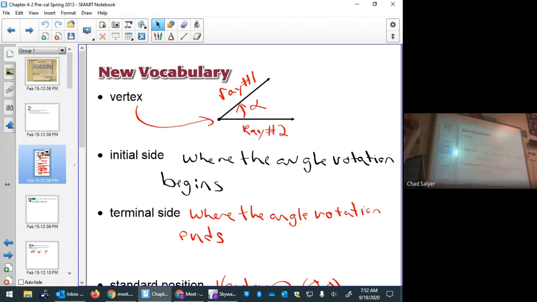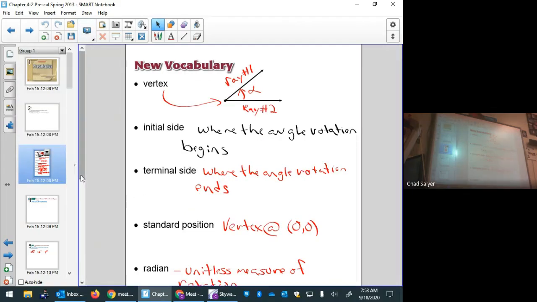So there are three parts of an angle: a vertex, an initial side, and a terminal side. The vertex is where the two rays meet. The initial side is where the angle rotation begins, and the terminal side is where the angle rotation ends. So if I were to sweep out an angle between Colin and Holden, this would be ray 1, this would be ray 2, and my body would be the vertex.